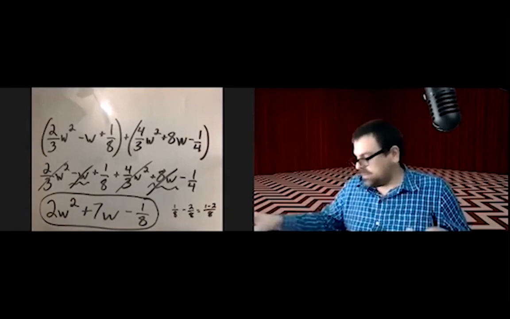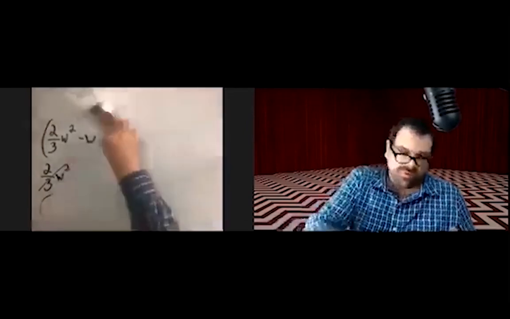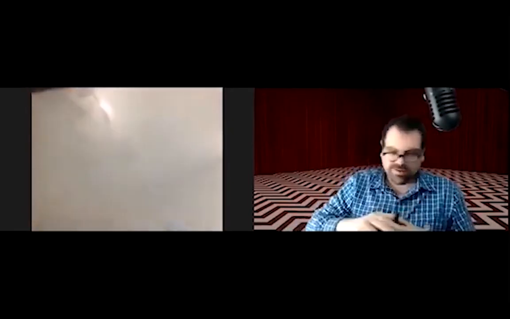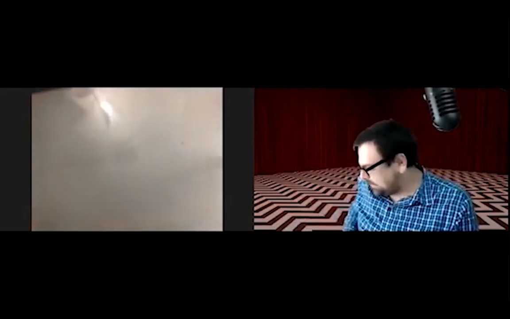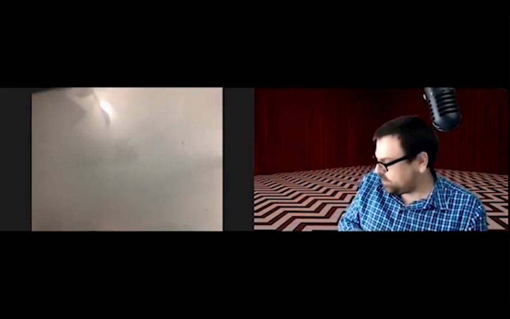Let's make this a little more complicated. Not super fractions. It's not called super fractions, but that kind of is a thing. 2 variables instead of 1.